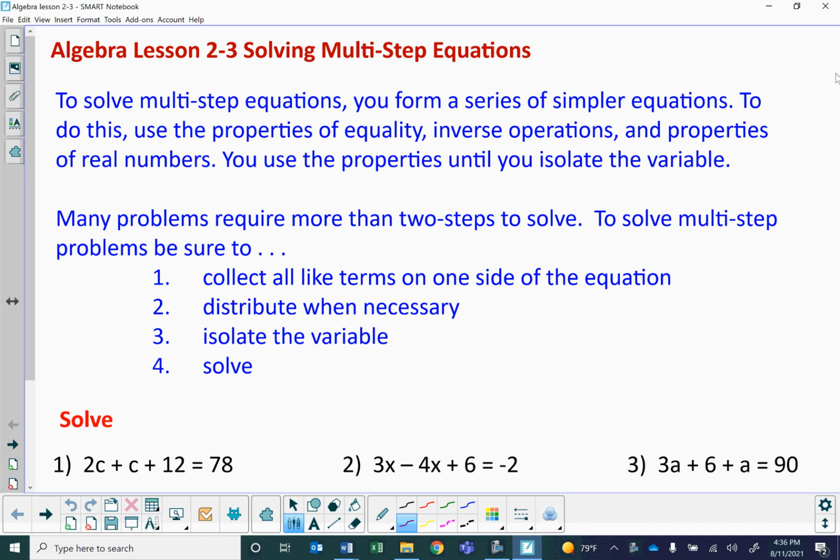Here is probably the easiest way to think about the steps to solve a multi-step equation. Number 1, collect all the like terms on one side of the equation. Number 2, distribute when necessary. And sometimes you have to distribute before you can collect like terms. Be careful with that. 3, isolate the variable and then solve. So let's take a look at a couple of examples here.